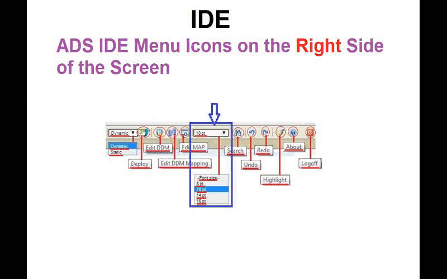Font size is a pull-down menu that is used to adjust the font size of the edit window. Search is used to search the libraries for a particular value. Undo is used to undo changes. Redo is used to redo changes. Highlight is used to highlight indicated contents. About is used to display a list of the editing shortcuts. Logoff is used to log off this session of the ADS IDE.